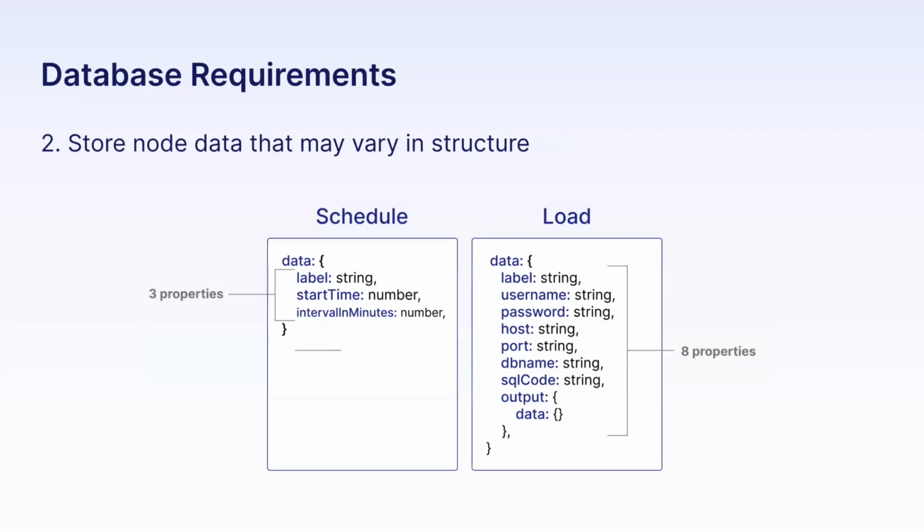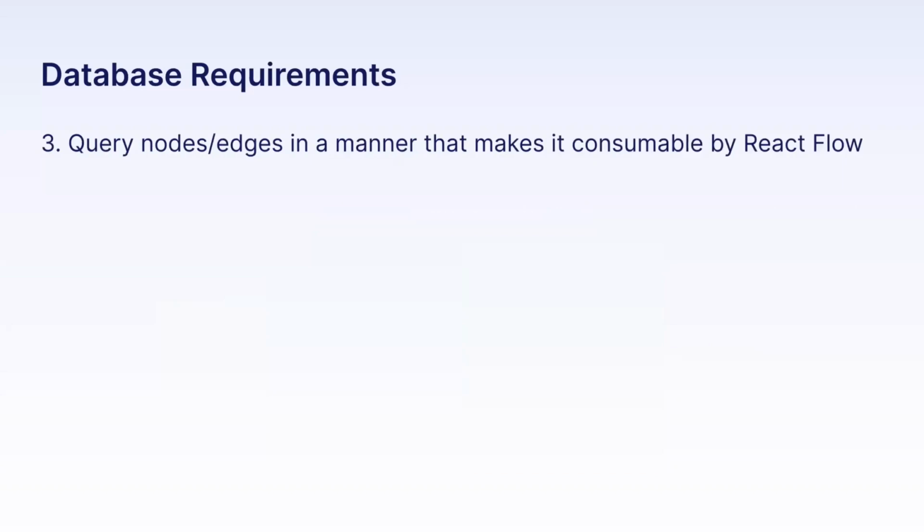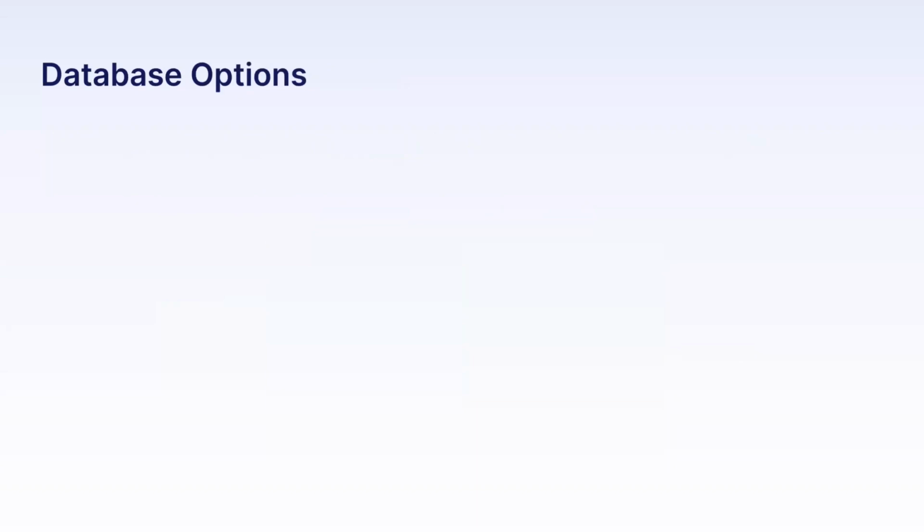Our second requirement was the ability to efficiently store node data that may vary in shape and structure. As an example, the schedule and load nodes both define a data property, but the schedule node's data property contains 3 properties, while the load node's data property contains 8 properties. Our third requirement was the ability to easily query node and edges data so that the data could then be formatted into arrays of objects to be consumed by React Flow. The fourth requirement was the capability to efficiently store workflow data that may total up to 255 megabytes.